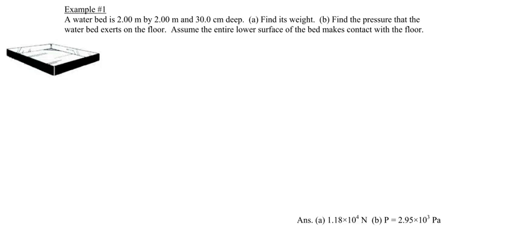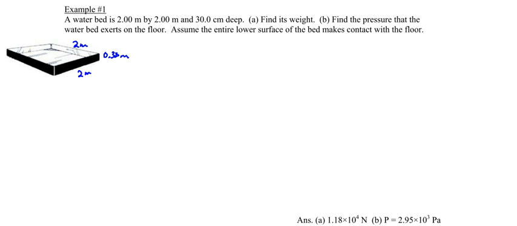Welcome to example number 1. We have a waterbed with the following dimensions: 2 meters, let's say that's the width, 2 meters in length, and then we have a depth of 30 centimeters, so that's 0.3 meters. We're asked to find out (A) what is the weight of the waterbed, and (B) what is the pressure that it exerts on the floor.